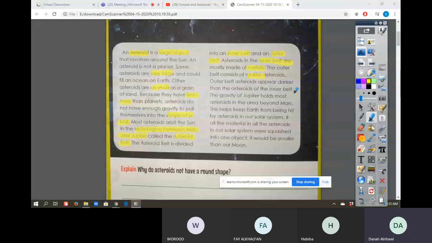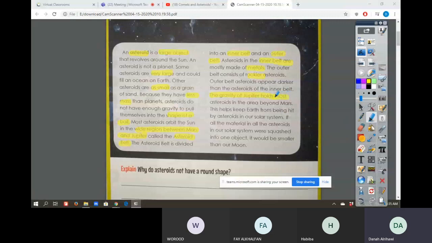If you take a look at this one, the rock doesn't reflect the light like the metal does. Okay, so because of the difference in what they are made of, they also appear different. One is darker than the other. Now the gravity of Jupiter holds most asteroids in the area beyond Mars. So it's gravity that helps them stay in their places.